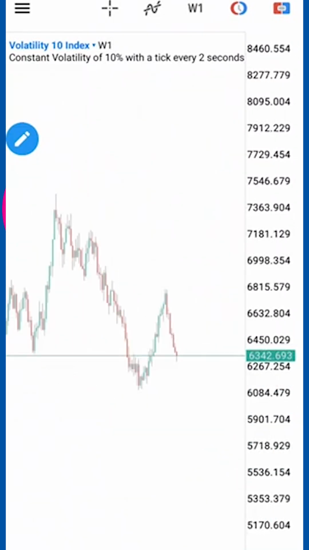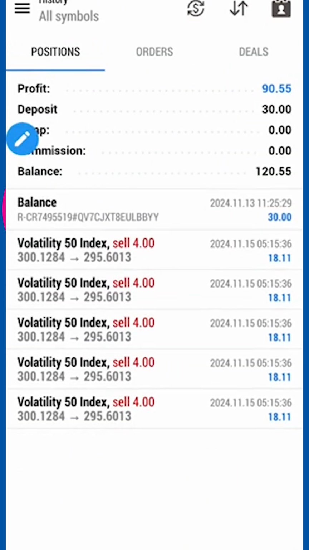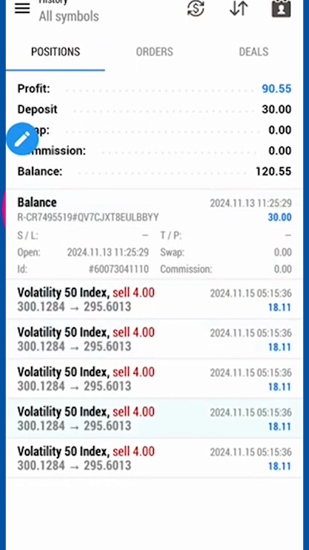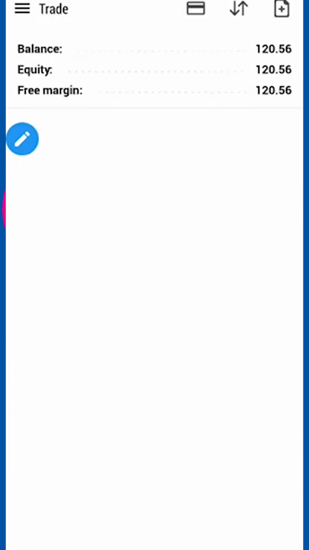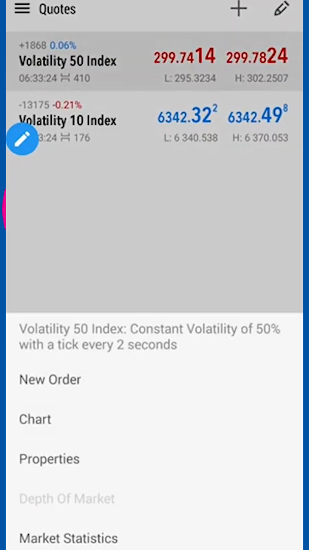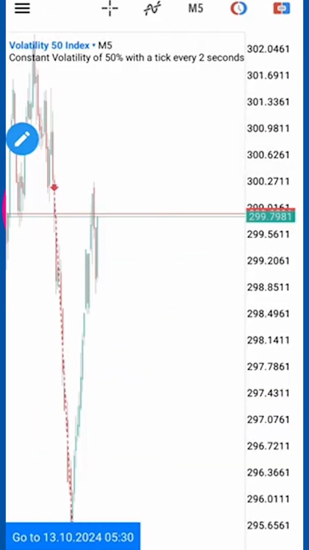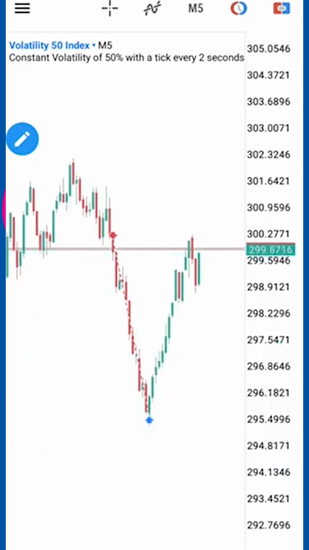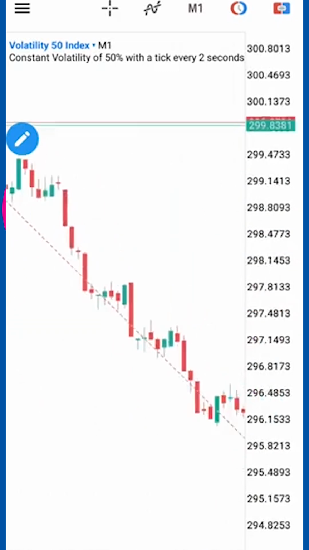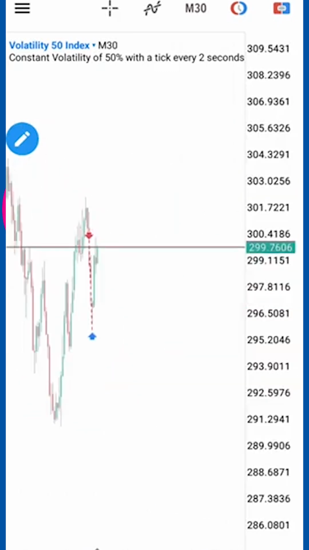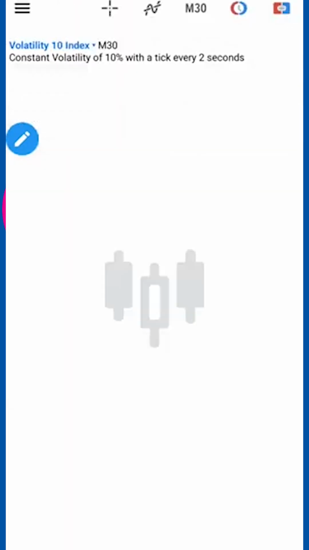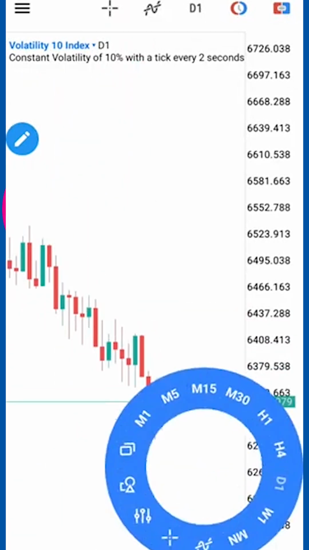Okay, VIX 10 index. Now we're picking up right where we left off from the 90 USD we made. We are at 120 USD balance, but I think this is after some time, a few minutes. I just wanted to show you guys that immediately after we exited VIX 50 index, it retraced back up. So it was a nice, perfect exit. Now on to VIX 10 index.